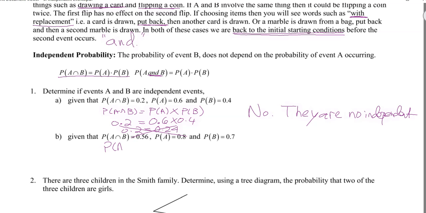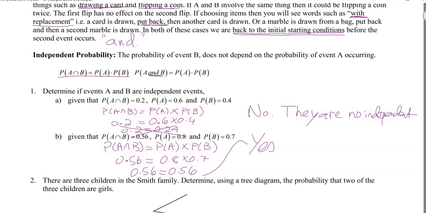In this one, again, always start with the formula. So here's my formula. Off the formula sheet. Is 0.56 equal to 0.8 times 0.7? Is 0.56 equal to 0.56? And we can say yes. So these events are independent. This is my 5th lesson of the day.